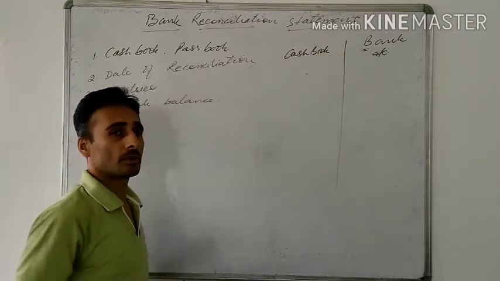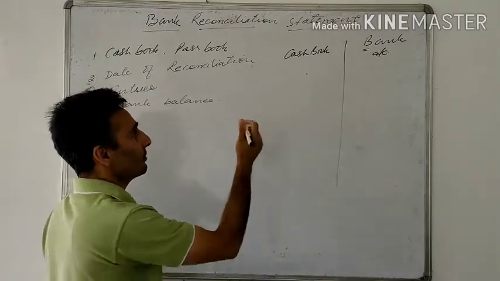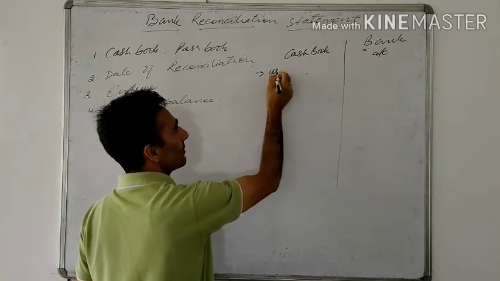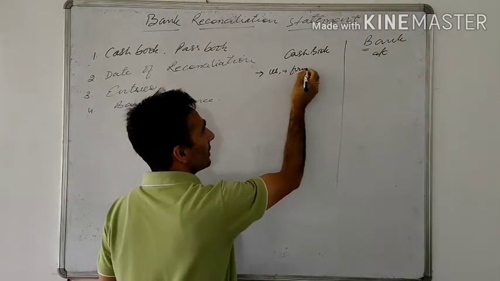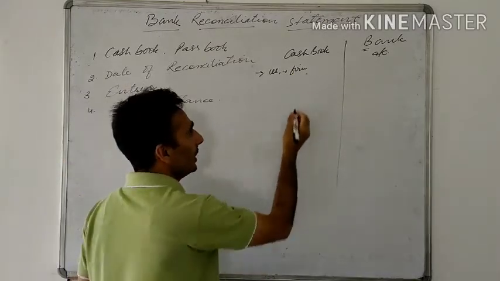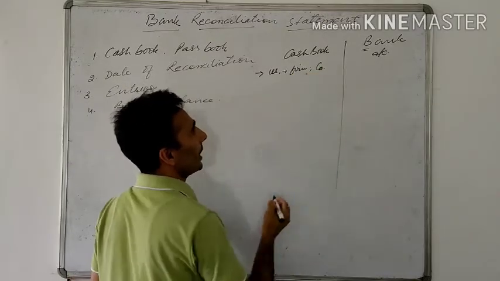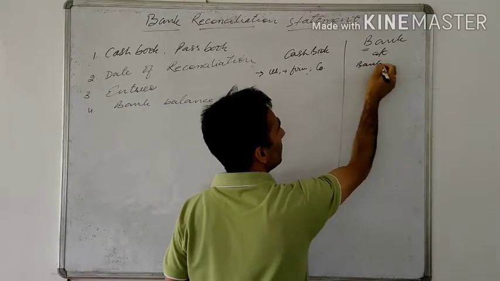So we have learned about cash book in the previous videos, right? So cash book is maintained by whom? It is maintained by us, the customer, that is the firm or the company. And whereas the bank account is maintained by whom? It is maintained by the bank.